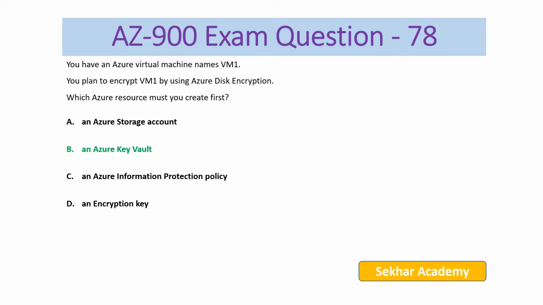The right answer is an Azure Key Vault. Right. So here you plan to encrypt VM1 by using Azure Disk Encryption. So the right option, Azure Key Vault, is used for the encryption. Right. So the right option is Azure Key Vault.